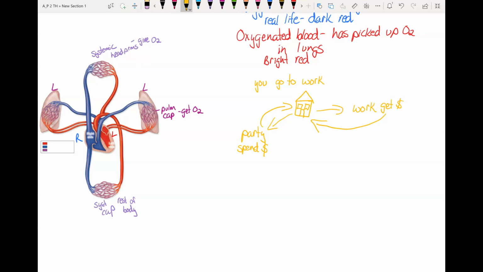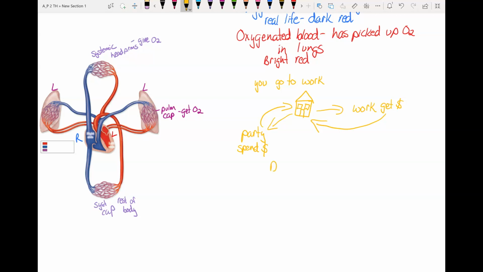So the next day you go to work again and you get more money, you come back home. Then you go out and you spend your money. Now you're out of money, you come back home. You keep doing that day after day. It's this figure 8 pattern. That's the idea with blood flow through the heart.